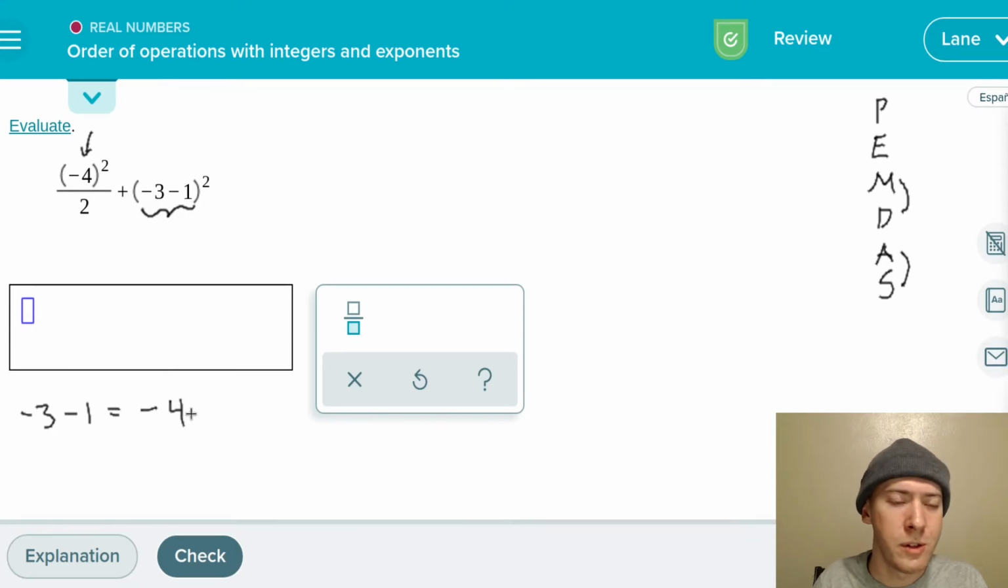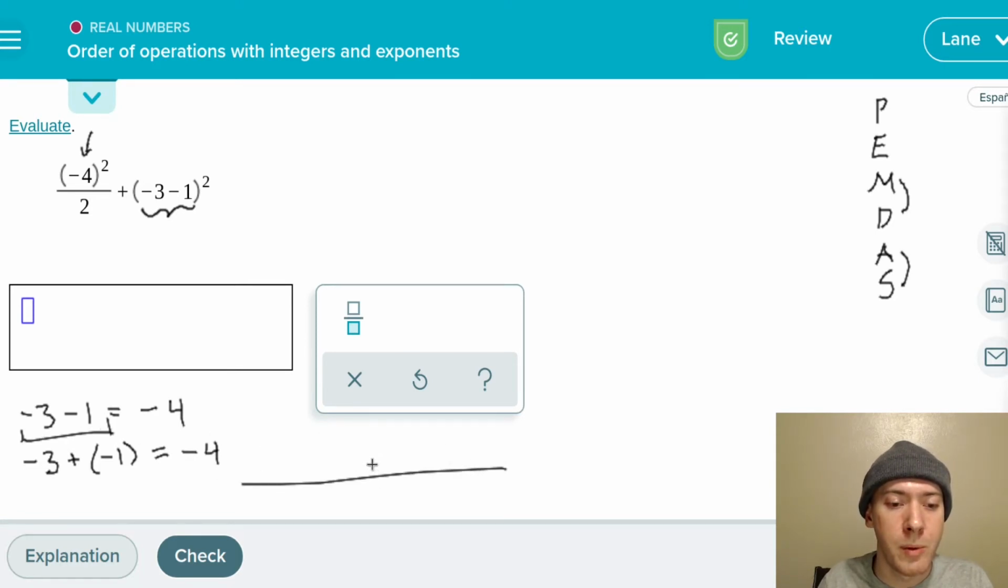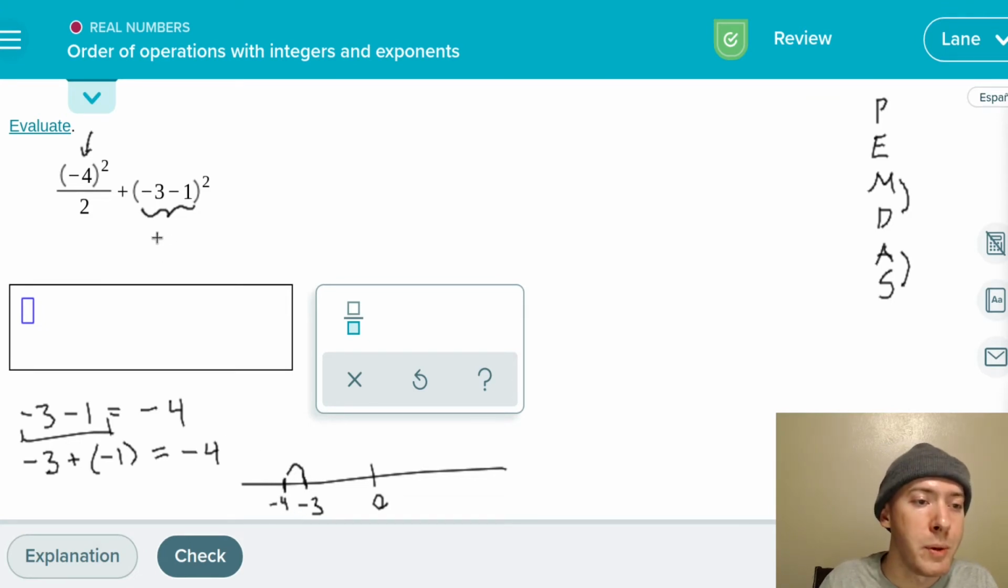All right, there's two different ways to think about this. This expression right here means the same thing as -3 plus -1. So maybe that makes it clear that the answer should be -4. And also, if we were thinking about -3 minus 1, you should think in your mind about where -3 is on the number line. And then since we're subtracting 1, we're going to move 1 to the left. And so our answer would be -4. Okay, so I'm going to replace the contents of that set of parentheses with a -4.